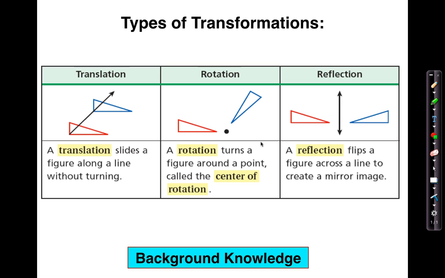So quickly, let's go ahead and refresh our memory of the different types of transformations we've learned thus far. We've learned about translations, which is basically sliding a figure along a line without it turning at all. Rotation is basically when you rotate a figure around a fixed point, which is the center of rotation. And of course, we went over reflection, which is basically flipping a figure across a line to create a mirrored image.